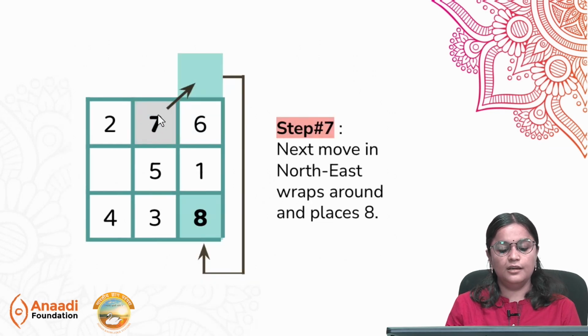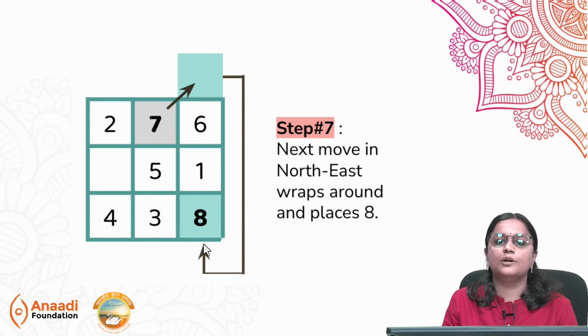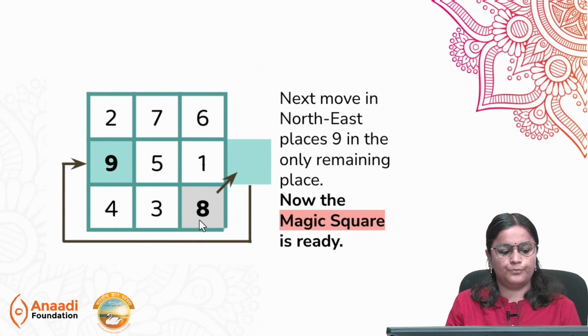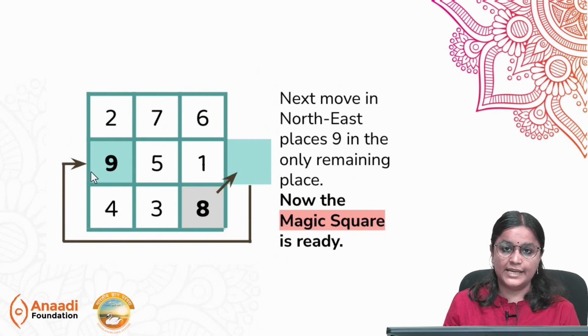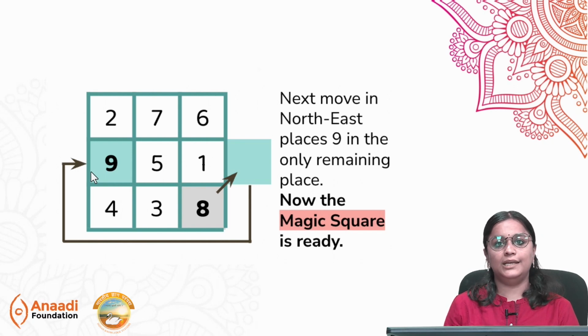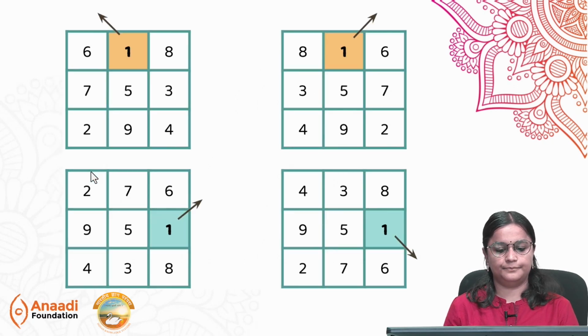From 7 again, we move to the northeast, which gets wrapped around and comes to the bottom as 8. From 8, we go to the northeast again, gets wrapped around, and 9 takes the final and remaining place on our square. This is how we complete our magic square if we chose east as our starting point.